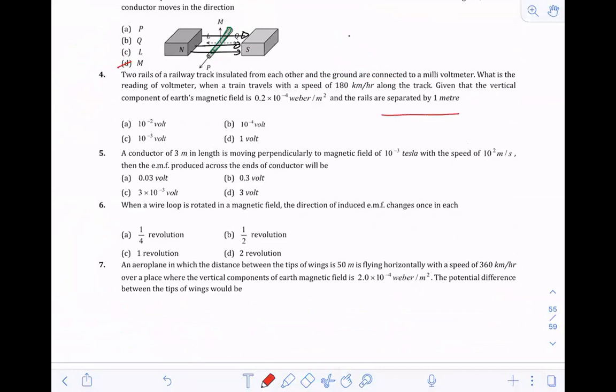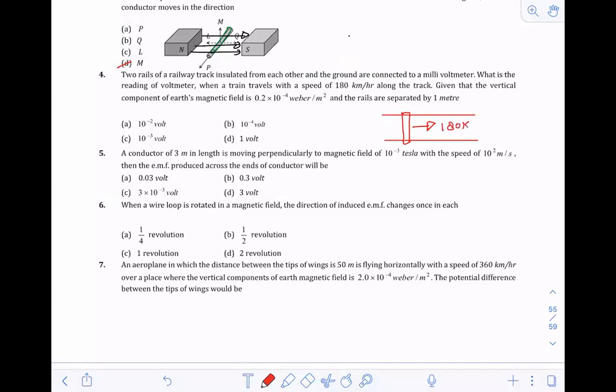So we have two rails. Okay, we have two rails. Understood? And this is the rail. Okay, it is moving like this, because this is a rail. So it will move like this. With what speed? 180 kilometers per hour.